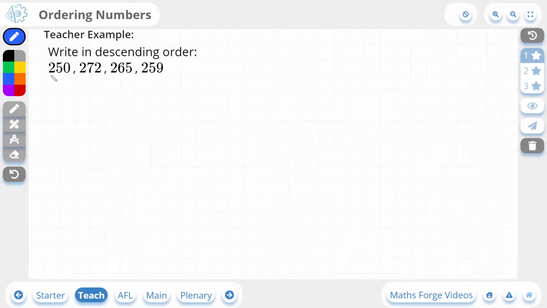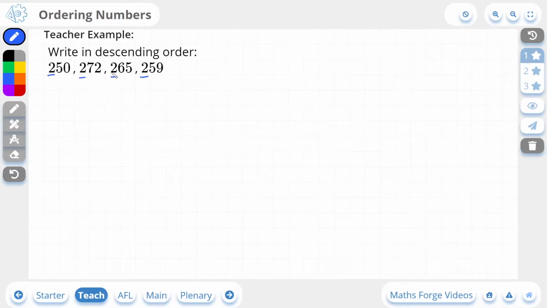Well, we first begin by looking at the leftmost column. So always look at the numbers to the very far left to begin with. And this is the hundreds column. We can see that in the hundreds column, all of the numbers have 2. So we can't tell just by looking at the hundreds column which number is the largest. Don't forget we want the largest number first because we are writing it in descending order, so largest first.